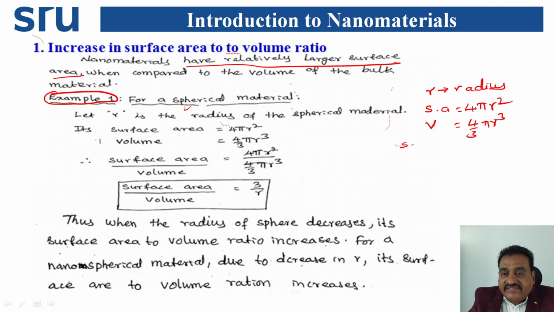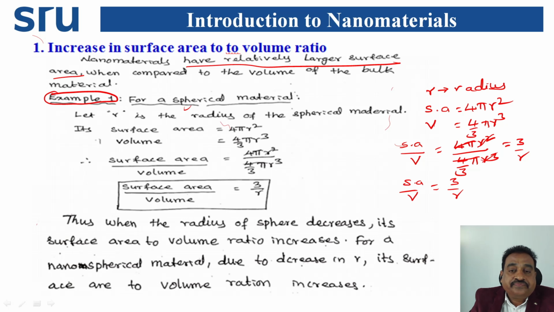I am taking surface area by volume: surface area 4 pi r square by volume 4 by 3 pi r cube. The 4 pi gets cancelled. In r square and r cube, r square gets cancelled. Remaining, we get 3 by r. So surface area by volume is equal to 3 by r.